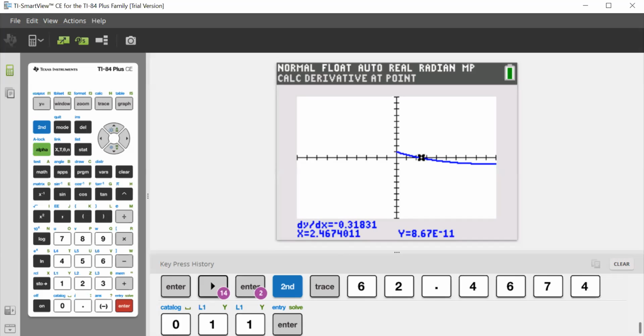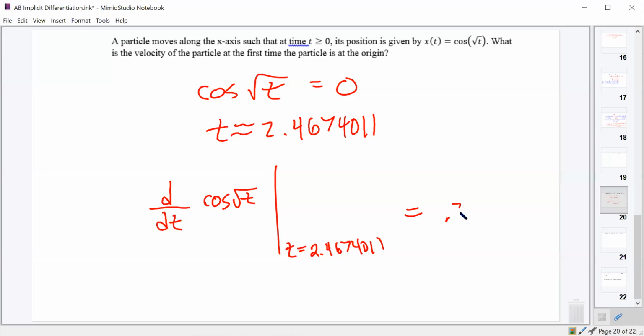Everybody see that? Is that what you got on your calculator? Yeah. Negative 0.31831. And so on the AP test, when you round, you can go to more than 3 decimals, but never round to less than 3 decimals unless it specifically asks you to. So you're always going to round to at least 3 decimals, and you're never going to round until you get to your final answer. Is everybody good there?